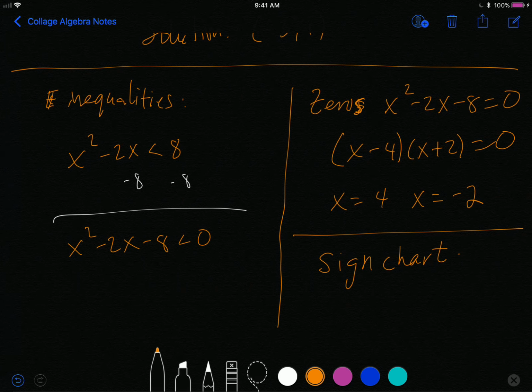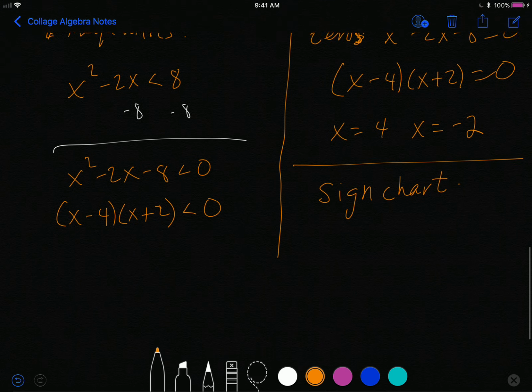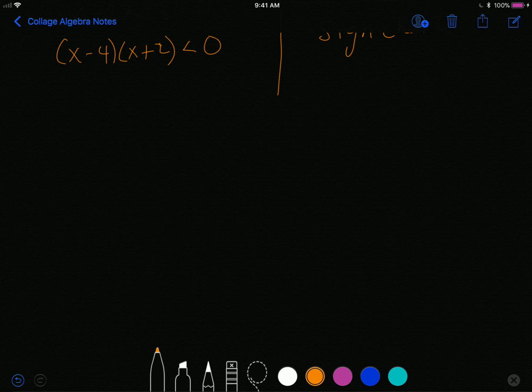Oh, by the way, I forgot to mention that this equation that I'm trying to solve is exactly the same as solving this equation. Often it is easier to work with the factored form of an equation as opposed to its expanded form. But anyways, I'm going to create a sign chart to solve this problem I have right here.